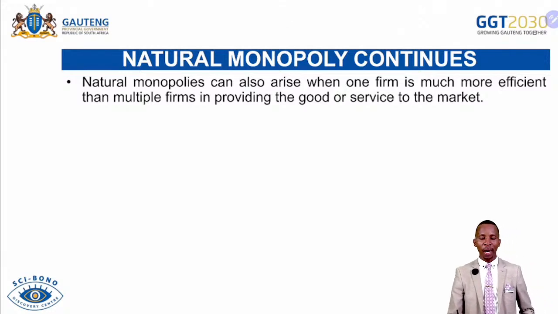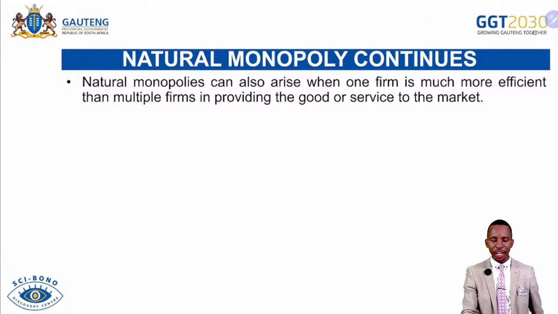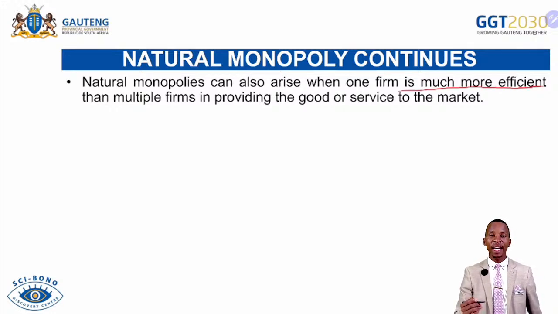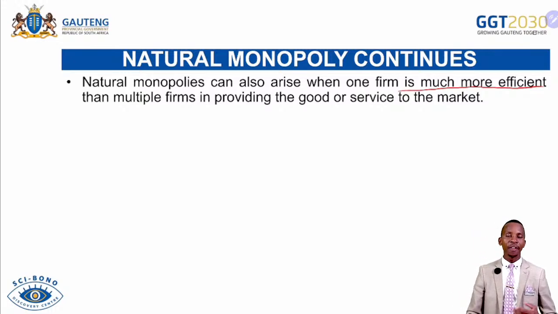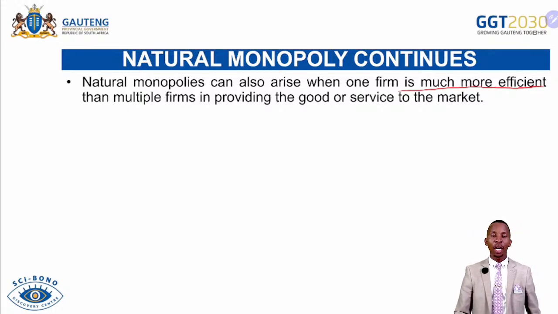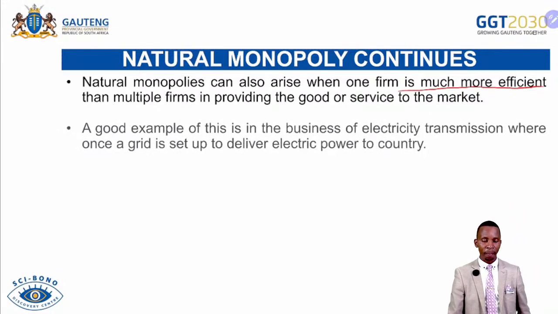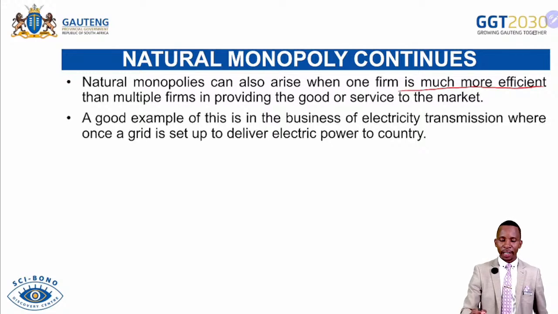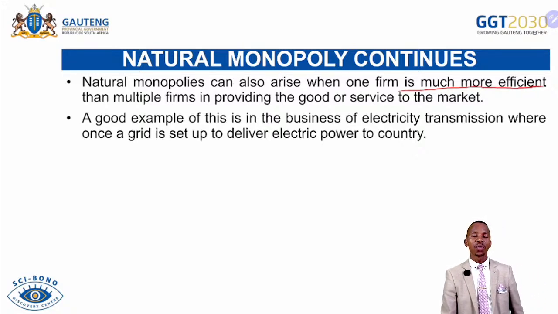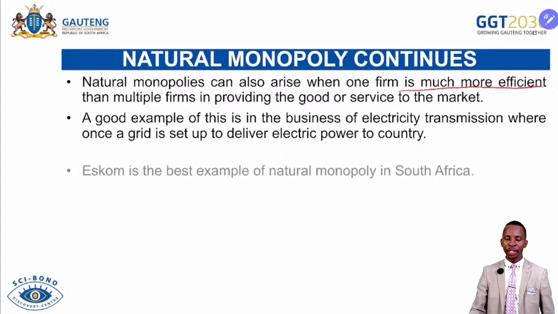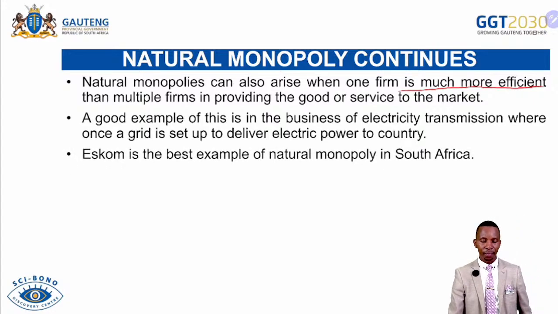Natural monopolies can also arise when one firm is much more efficient than multiple competitors that are willing to compete. So if the firm is so efficient that it can supply the entire market, the firm can become what we call the natural monopoly, because it will force other firms out due to the fact that it is producing at economies of scale, while they are producing at diseconomies of scale. A good example of this is the business of electricity transmission, where once a grid is set up to deliver electric power to the country. So in this case, as I've said, for example, Eskom is the only supplier of electricity in South Africa.